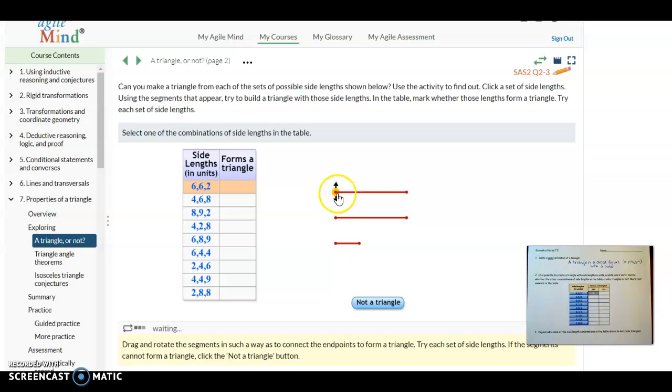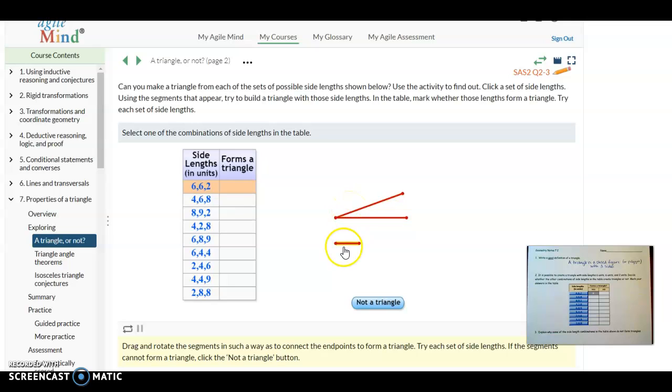So it can be a little bit cumbersome at times. You've got to make sure that you connect dot to dot, and then you can move and you can rotate to match up dot to dot. So it may take you a little bit of time to get this process down, but if you get it together, it'll tell you that yes, you formed a triangle. So you already know the answer to the first one. 6, 6, 2 can form a triangle. So what I want you to do is go ahead and pause the video here and go through this activity on Agile Mind, and then unpause when you have all of those answered.